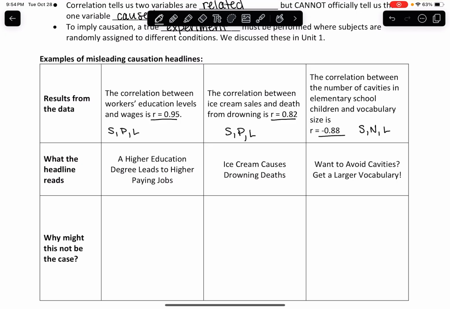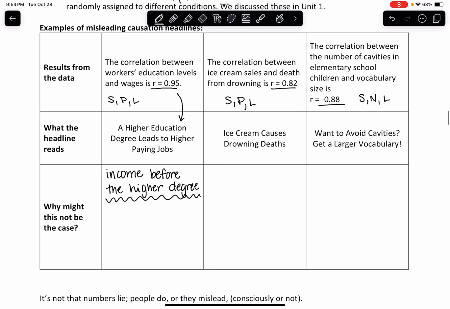So for the first one, they did this study, and they said that a higher education degree leads to higher paying jobs. Probably not. What's more likely here is income, and that's income before the higher degree. If a person has the money to pursue a higher degree, then they probably already have a decent paying job. If somebody has a higher income and they are able to afford a higher degree, they likely already have access to more money and higher paying jobs as a result.